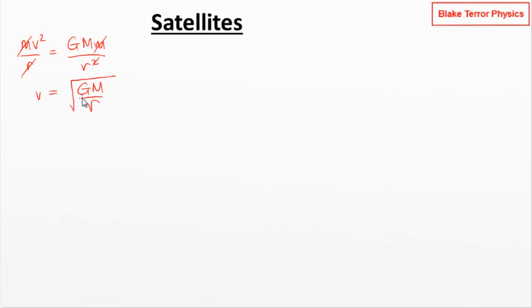Just to be clear what all of these mean, we've got the gravitational constant there, capital G. Little r is the radius of the orbit, so it's the distance of the satellite from the center of the Earth. Capital M is the mass of the Earth. And then v is the orbital speed.